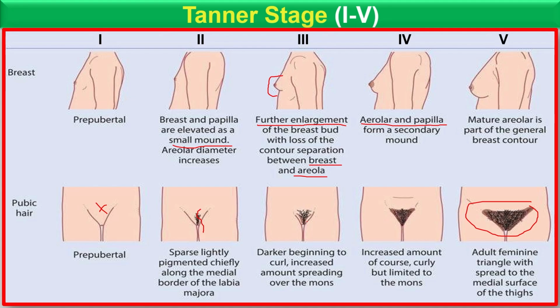the number has been increased, also they become darker. So here they are light and they become darker, and in this condition some curly hair also starts, and in this condition it reaches to the medial surface of the thigh. Okay, so these are the Tanner stages of development.